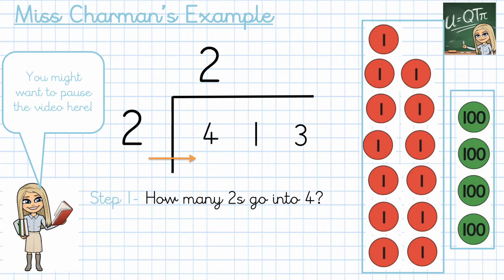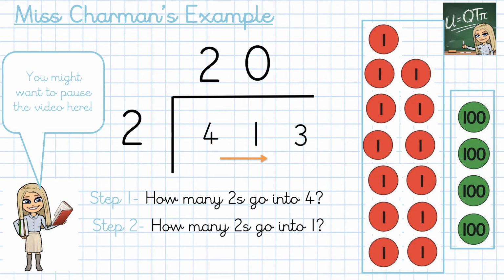I now need to work out how many 2's go into 1. We know that we can't do this because 2 is bigger than 1, so I'm going to write a 0 in the tens column. And I'm going to regroup the 1 into the ones column, which means I've now got 13 in my ones column.